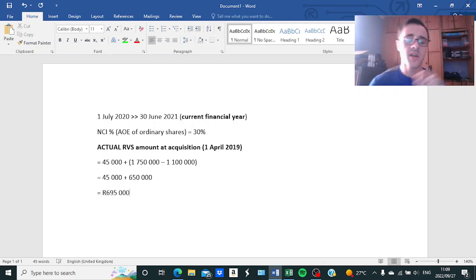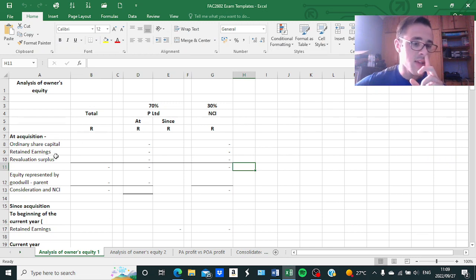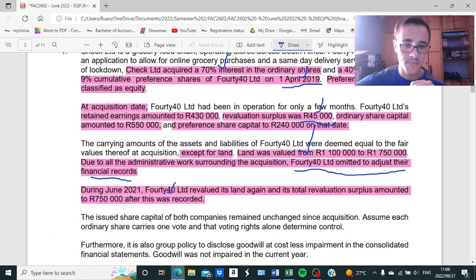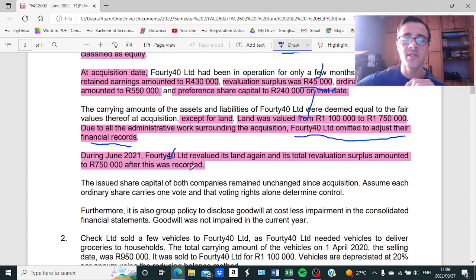Okay, so 695 is the actual balance of revaluation surplus at the date of acquisition, and this is the balance that we will show in our analysis of owner's equity under the at acquisition section. So if you go to your calculation right here, you will show revaluation surplus at acquisition at the amount of 695,000. Okay, now here comes the problem. How do we calculate the balance for this year?